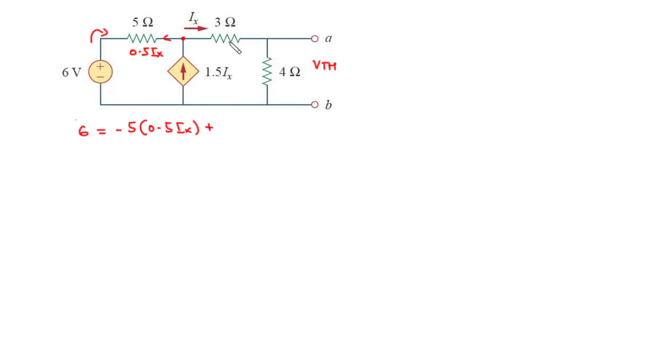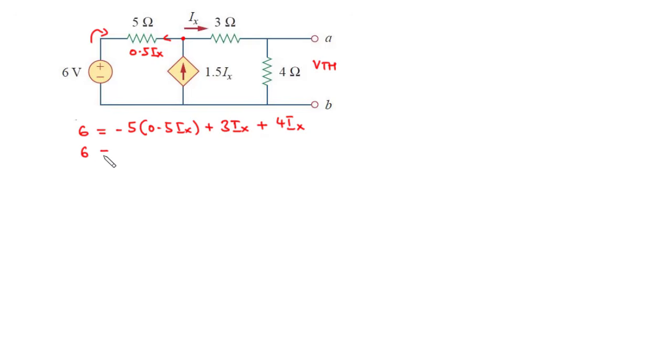plus, this is in line with the direction, so plus 3 times Ix plus, now because we have an open circuit here, no current would like to flow in this direction. So all the current that flows through the 3 ohms would like to flow in this direction. Therefore, we have the same current Ix flowing through this branch. Therefore, we have 4 Ix, and then we can find the value of Ix.